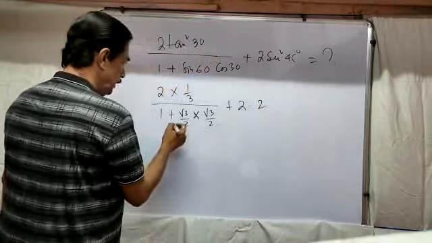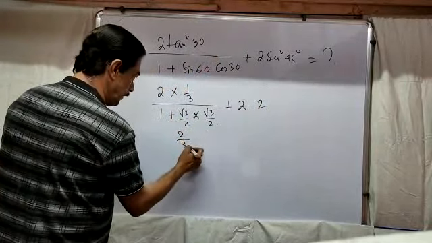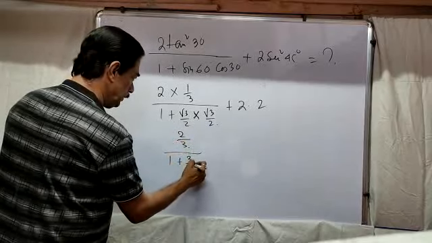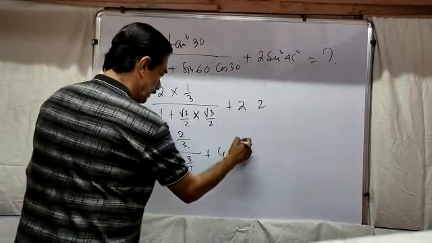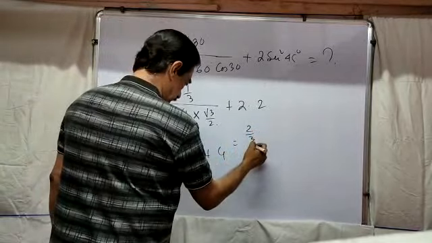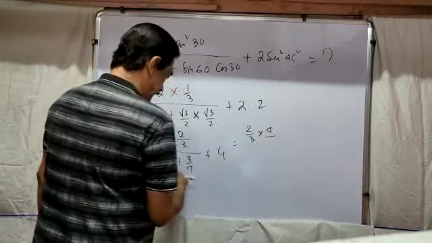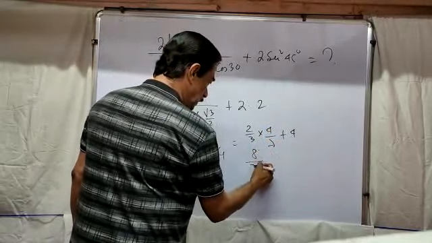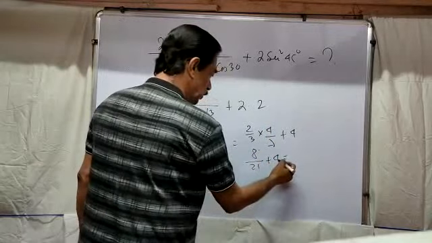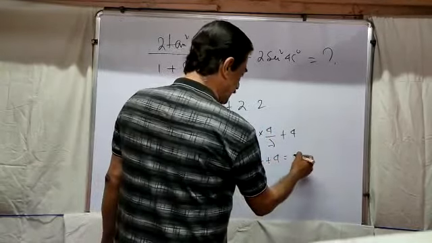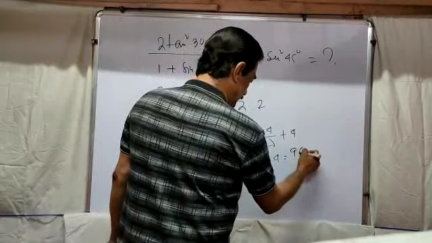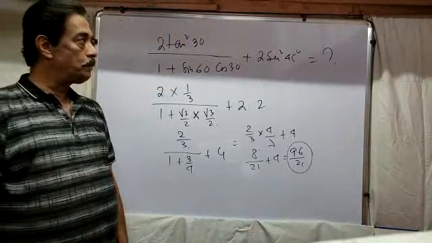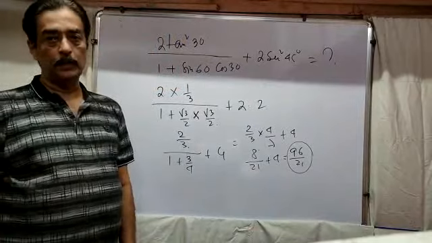is 2. Result. Now 2 by 3, this is 3 by 4, 1 plus 3 by 4, plus 4, 2 by 3 into directly 4 by 7 plus 4. Your result 8 by 21 plus 4. So 21 into 4 is 84, 84 plus 8, 96. 96 by 21, that is your answer. You have to remember from home and put the values only in the exam.